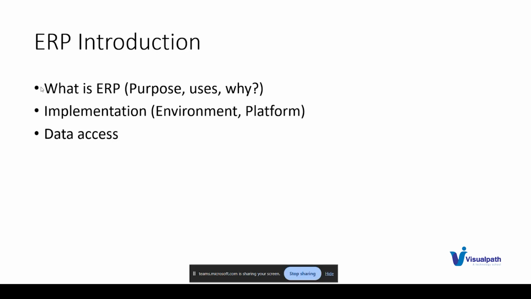Okay, so skipping this part, what ERP is, why it is being used, and what its purpose is, let's jump directly onto the implementation. Any organization which is going to implement or use Dynamics 365 F&O will have to come up with the environment and the platform, and the data access, that is, how you are capturing the data and how that data is being made available to the users. So, these are the two phases for an ERP system to work.